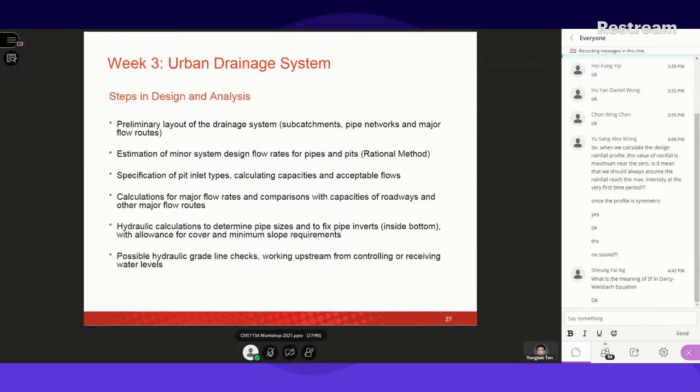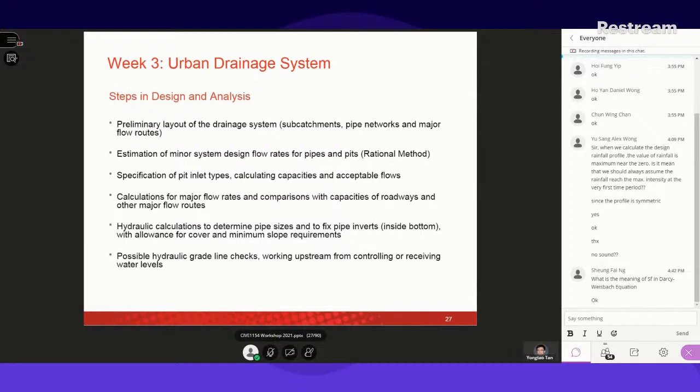Now, actually, this slide is talking about the steps in design analysis. So, normally, first the preliminary layout of the drainage system. That means the subcatchments, the pipe networks, and the major flow routes. Then we need to estimate the minor system design flow rate for the pipes and pits by using the rational method. And also we develop the specification of the pit inlet types, and calculate the capacities and also the acceptable flows. And then we need to calculate the major flow rates, and compare with the capacity of the roadways and other major flow routes.